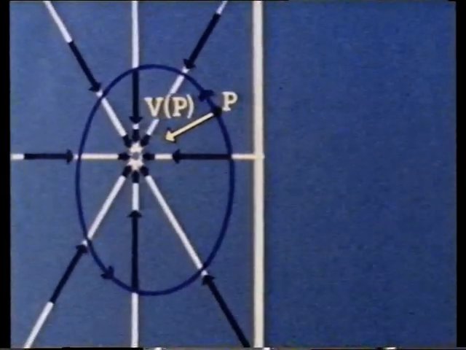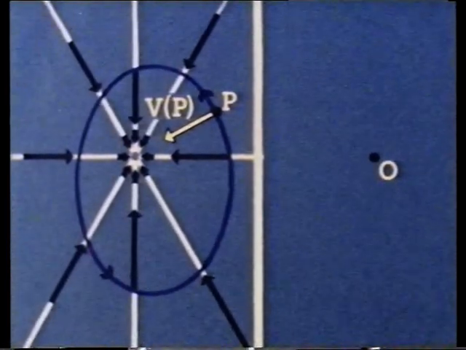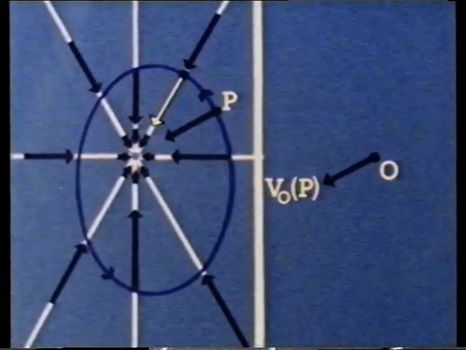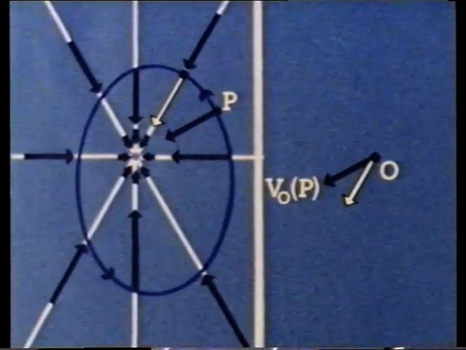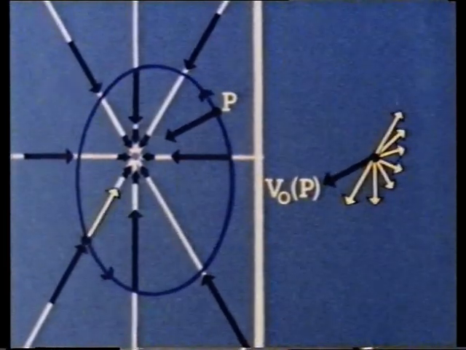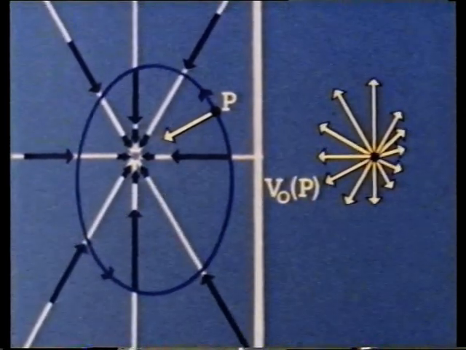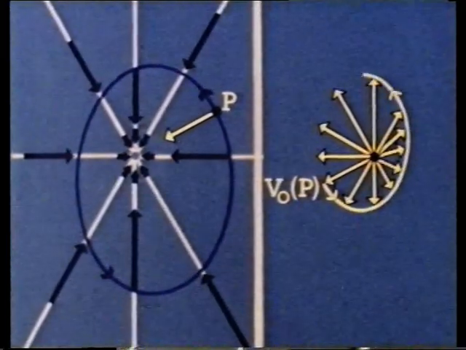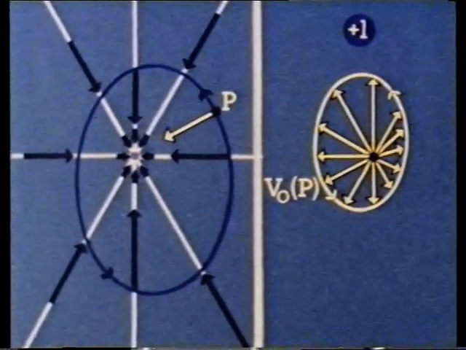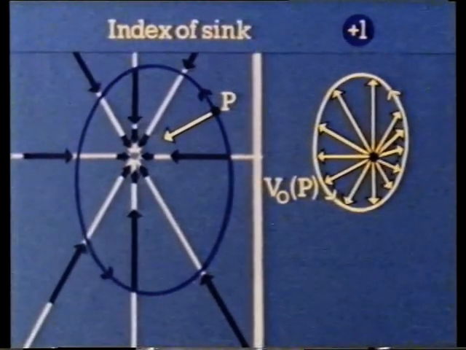The variation can be seen more easily if we base the vectors at a fixed point O. That is, for each point P, we take a copy of the vector V of P. So, the directions of the vectors vary anti-clockwise by one complete revolution. To put it another way, the curve traced by the sharp ends of the V0 vectors has winding number +1 about the fixed base point. And this is precisely the number we take as the index of the sink, +1.